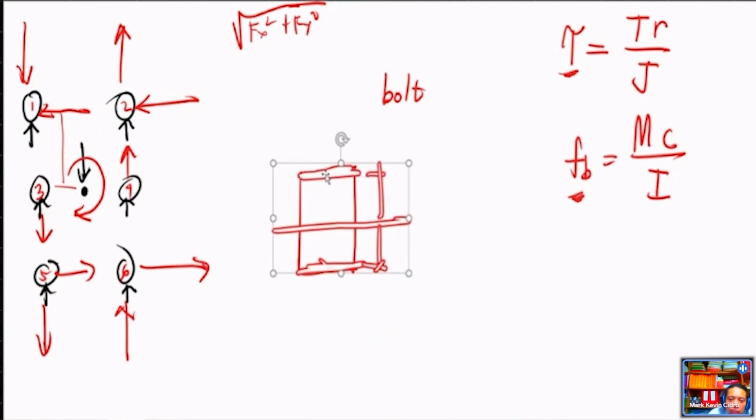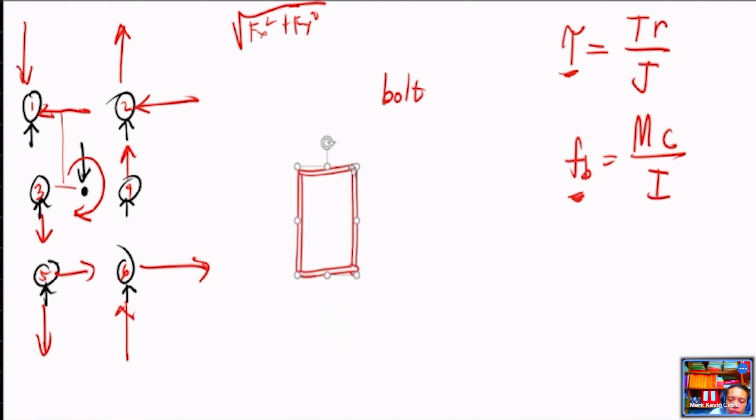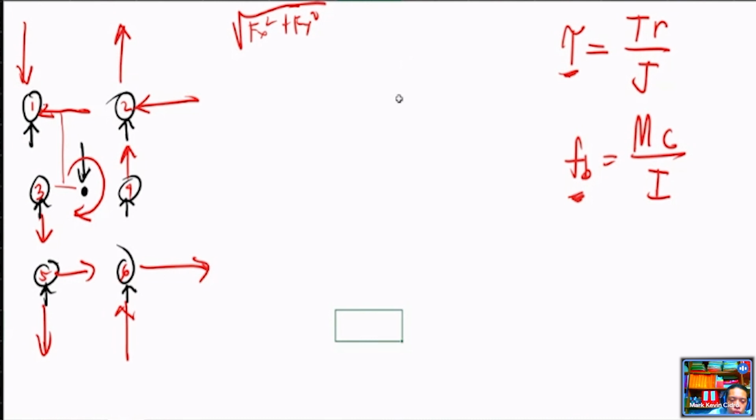Anyway, let's go back to our topic. Okay, so to answer the question, which bolt is the most vulnerable? Anyone? 216. The most vulnerable here are bolts 2 and 6. Okay? Bolts 2 and 6 are the most vulnerable.